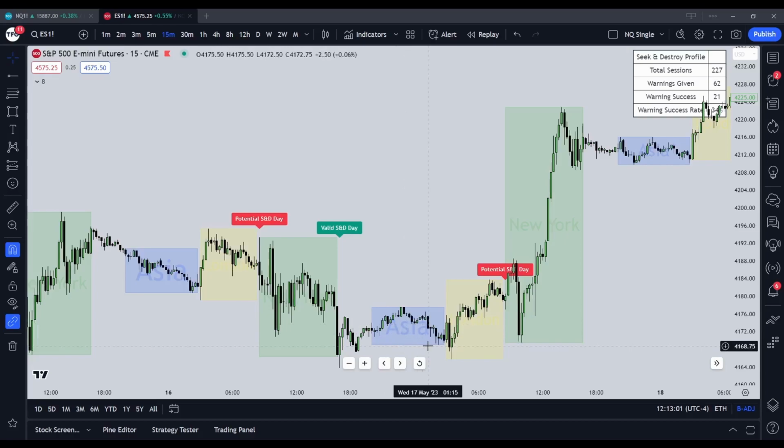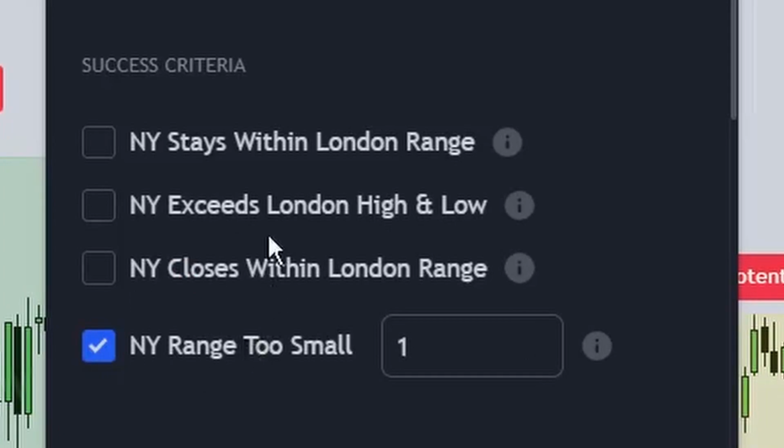But then on the other hand, you have that same warning criteria on the following day, then you have a nice expansion, which is obviously a much larger range than the previous day. And so this was invalidated because the range was too large. So I just tried to give a bunch of criteria for what one could possibly look for to validate what constitutes a seek and destroy day, other than something like takes buy side and sell side liquidity X number of times or something like that.